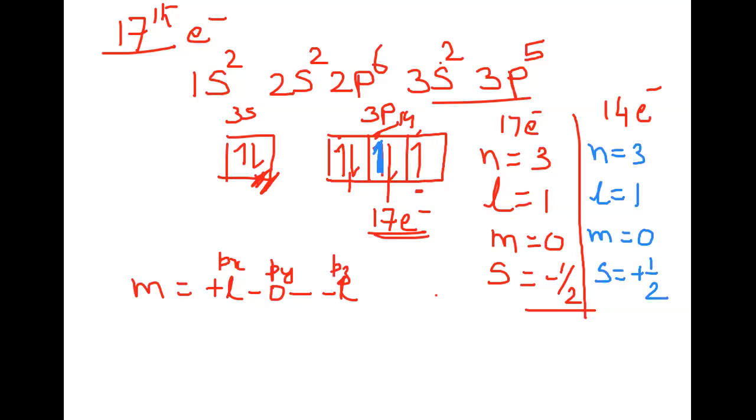Now, if this is the 14th electron, let us take one more example from here only. Suppose I'm talking about the 15th electron. The 15th electron is this one. For the 15th electron, what will be the set of quantum numbers? n will equal 3. L will equal 1. Since it is the p z orbital I am taking, m I can take as minus 1.